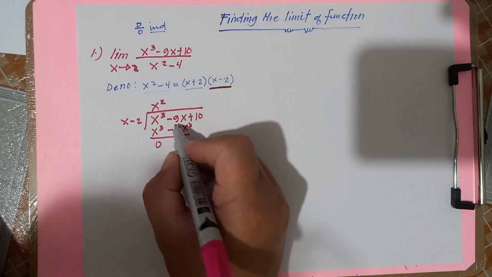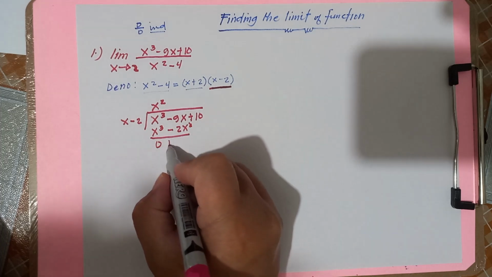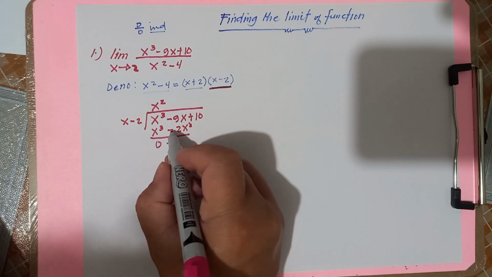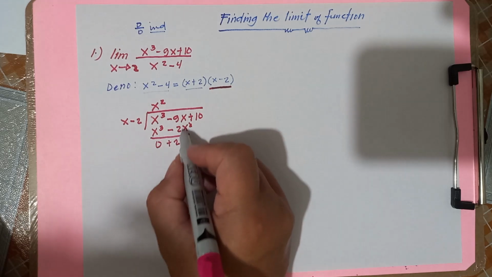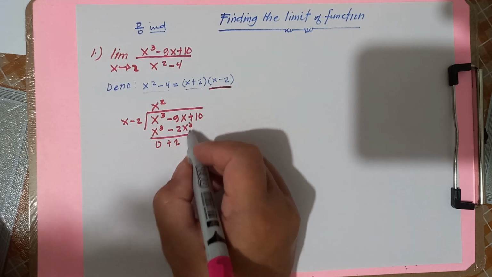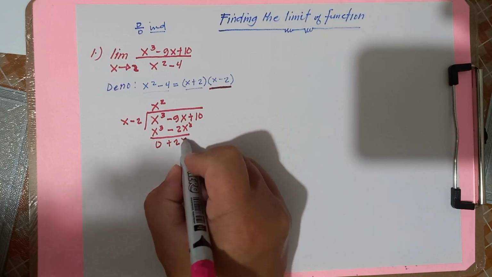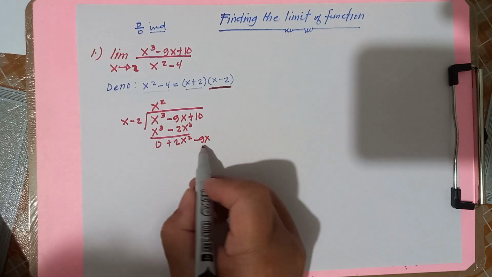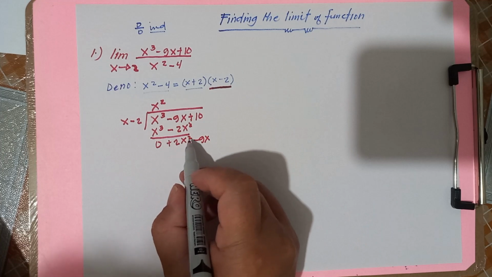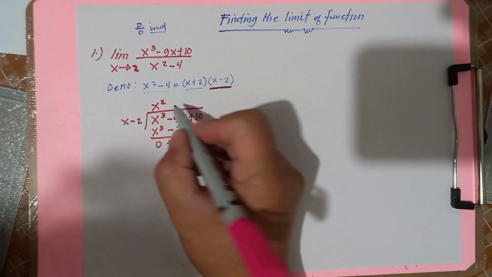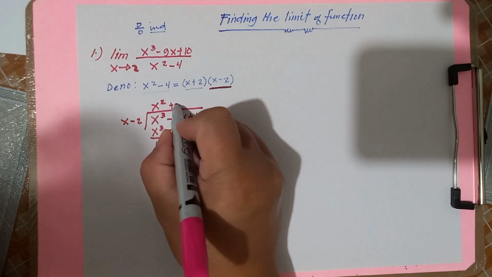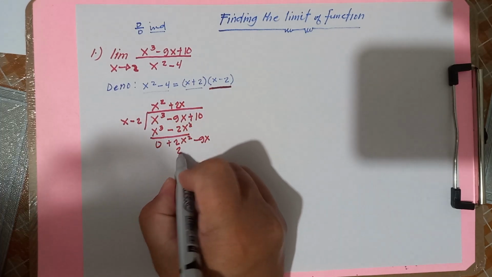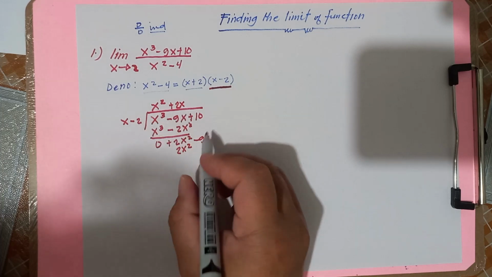So this is 0. What about this one? It will be positive 2x raised to 2. Because you can never subtract that with this, since this is raised to the second power, we just copy 2x raised to 2 and bring down 9x. After that, we divide again by x. 2x raised to 2 divided by x will give you positive 2x. If you multiply it back, it will give you positive 2x raised to 2, just the same. What about this one? It will give you negative 4x.